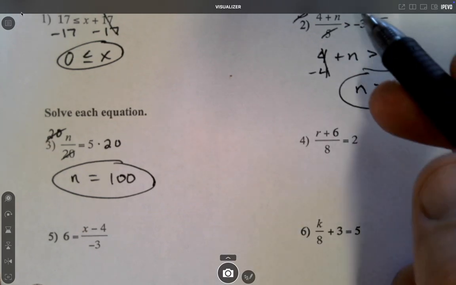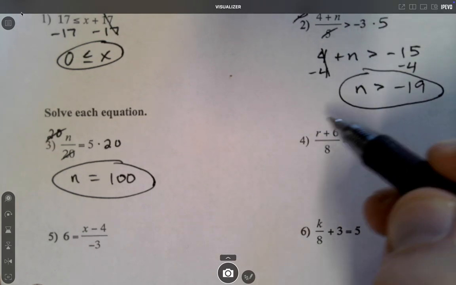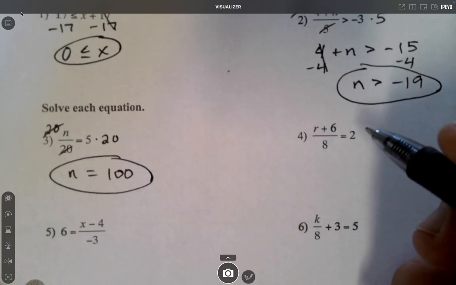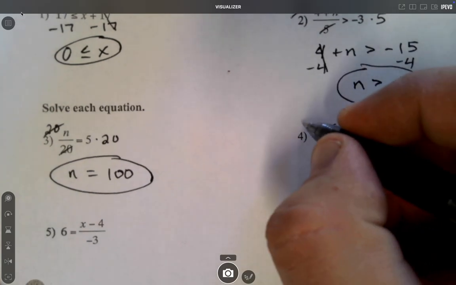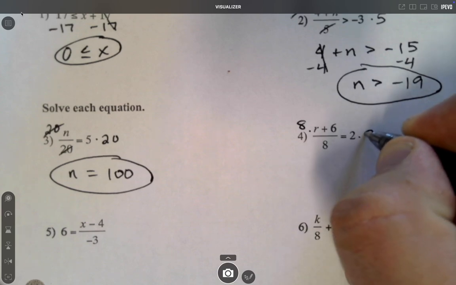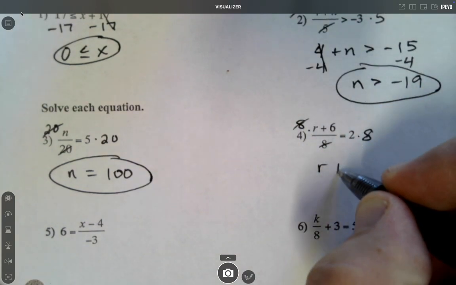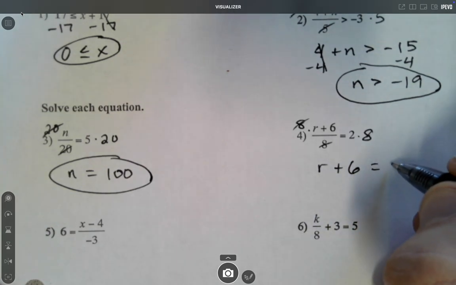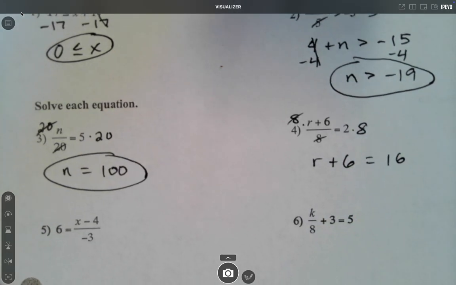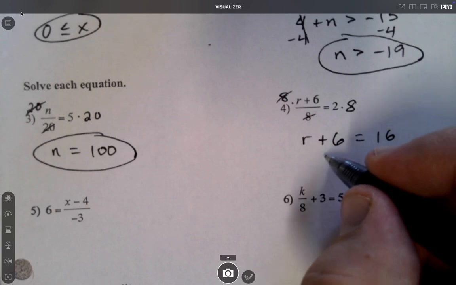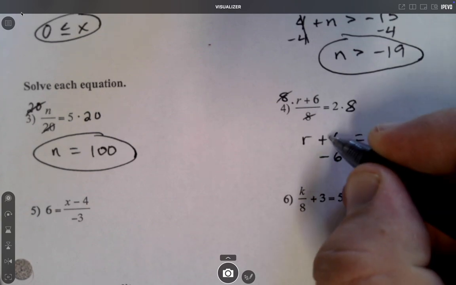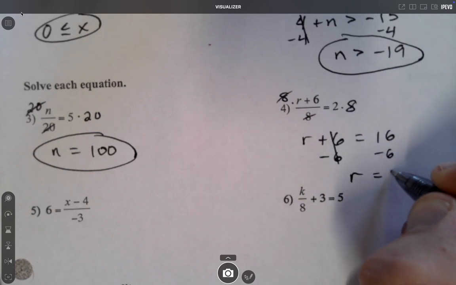Number 4 is similar to number 2 in that we have this one big fraction right here. And we need to get rid of the denominator, so we multiply both sides by 8. So this 8 and this 8 cancel out, leaving just r plus 6. And 2 times 8 is 16. We subtract 6 from both sides, and we get r equals 10.